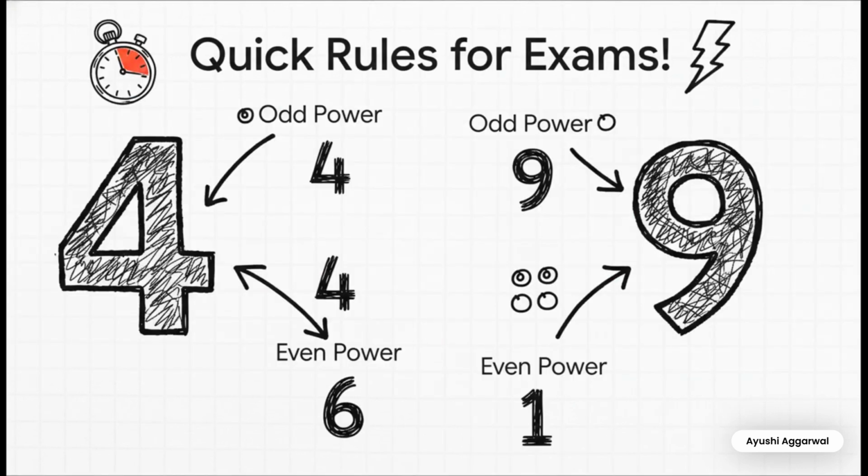And to save even more time in exams, here are a few more quick shortcuts, especially for the numbers 4 and 9. If the unit digit of the base is 4 and the power is an odd number, the answer will always be 4. If the power is even, the answer is 6. It's a similar rule for 9. If the power is odd, the unit digit is 9, and if it's even, it's 1. These rules will save you a ton of time.